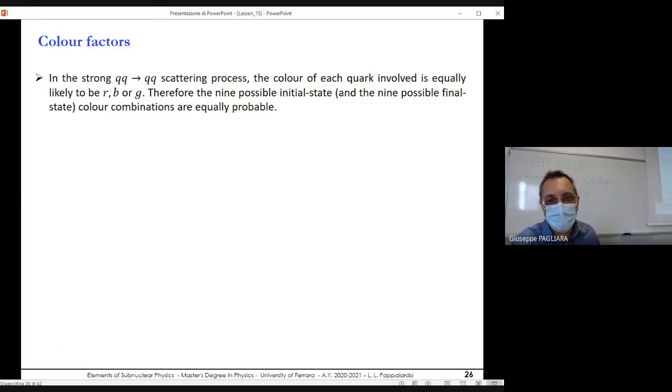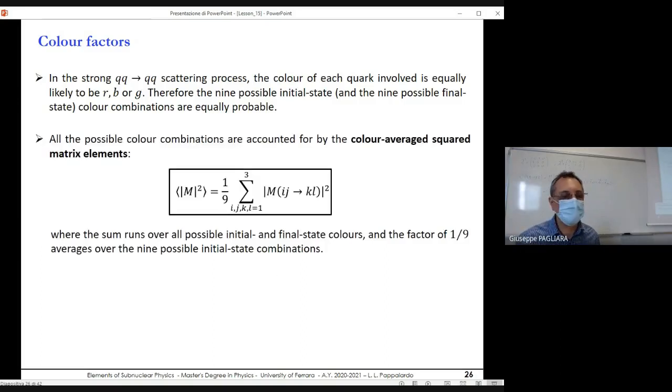Now in the strong scattering, the color of each quark involved, as we said before, is equally likely to be red, blue, and green. So in principle, you cannot know, and since you don't know, you have to take the average of all the initial state and sum over all possible final colors. We do it the same way we did already in QED.